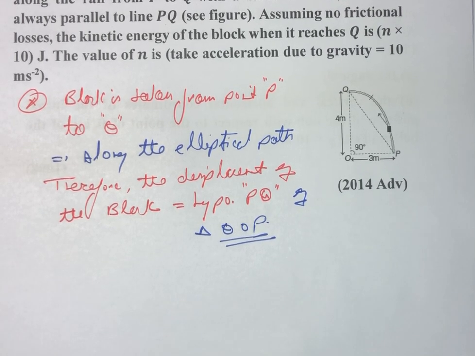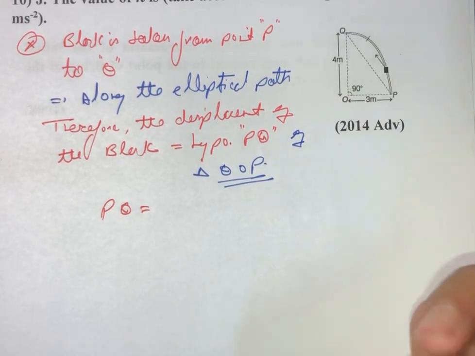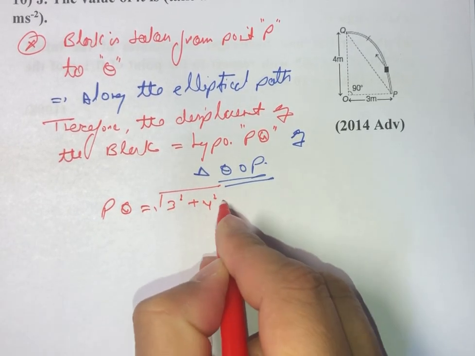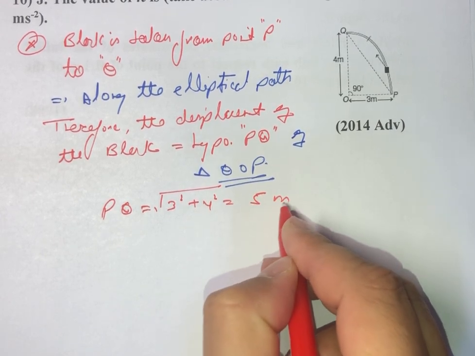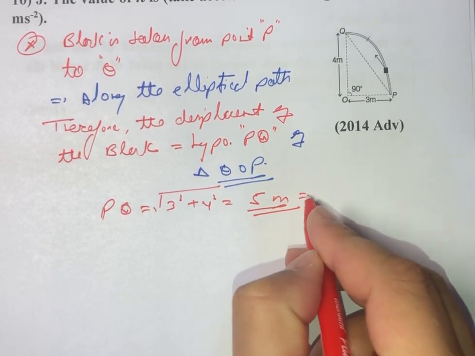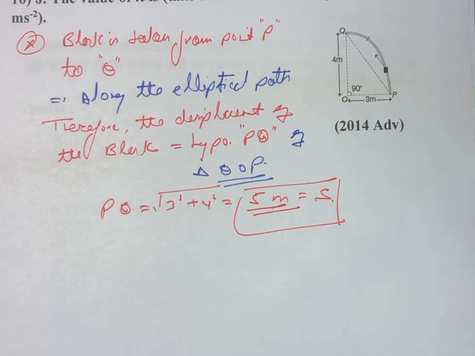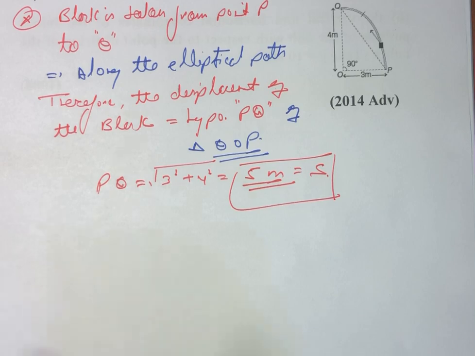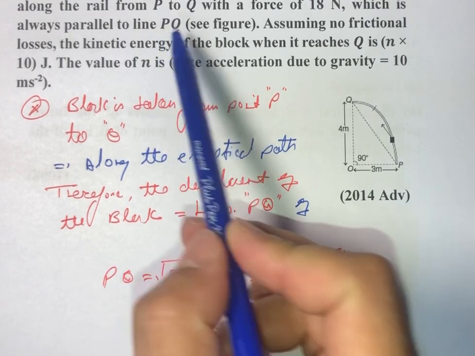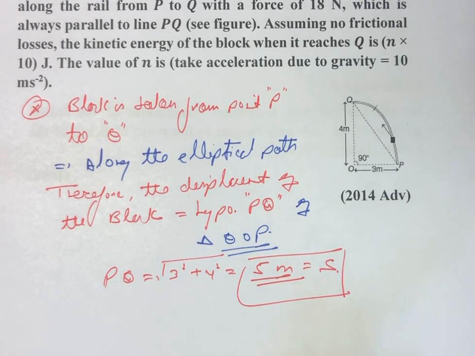Therefore, we can write the value of PQ as, so hypotenuse PQ will be equal to, this is a right angle triangle, so this will be equal to square root of 3 square plus 4 square, and this will be equal to 5 meters. And so we can say that this is a displacement, and let us denote it by S. Now it is also given that force is acting always parallel to line PQ. It means direction of the force as well as direction of the displacement is same.